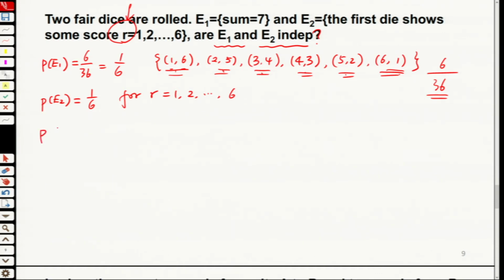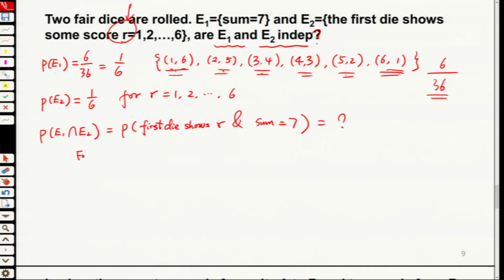So what is the relationship between E1 and E2? E1 intersect E2. Now how to translate this one? This translation here is the probability that the first die shows r and the sum equals 7. Agree? This is the intersection, right? Both of them happen. The first shows r and the sum equals 7. Then what is this probability? Does it equal the multiplication of these two?